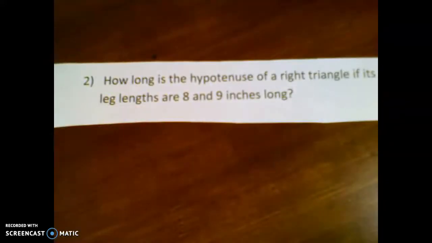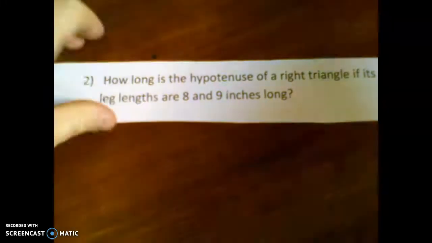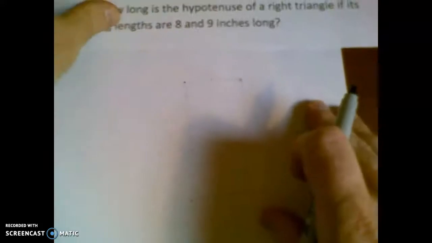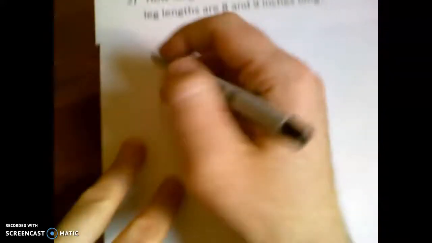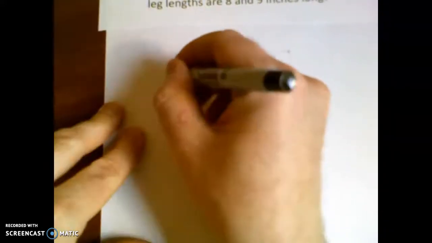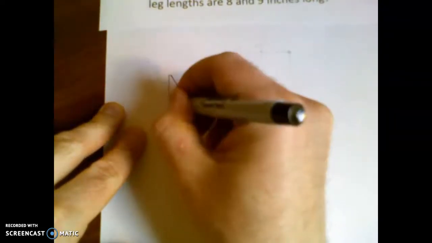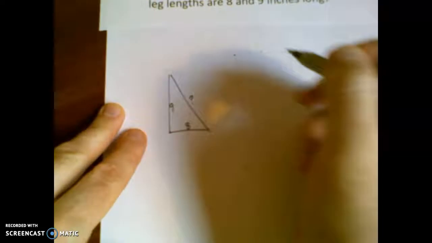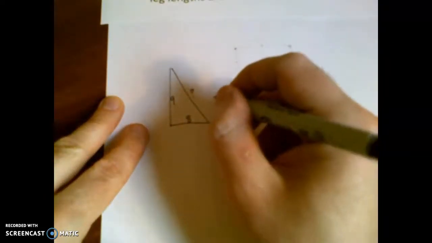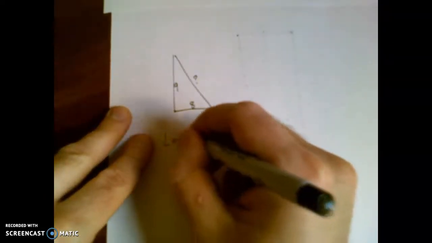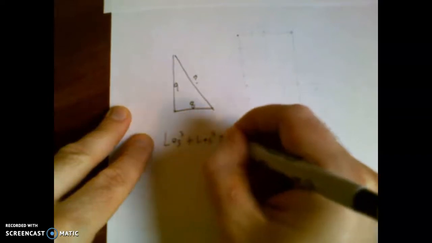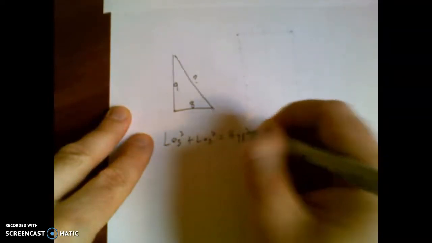Number 2, how long is the hypotenuse of a right triangle if its leg lengths are 8 and 9 inches long? Okay. So let's say we have a right triangle here, generic. Leg length is 8, leg length is 9. I want to know how long the hypotenuse is. So I apply the Pythagorean theorem. So I go leg squared plus leg squared, and it equals the hypotenuse squared.